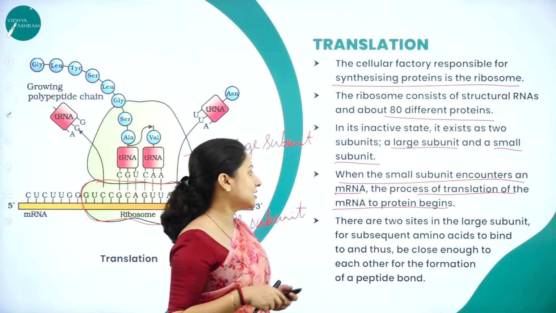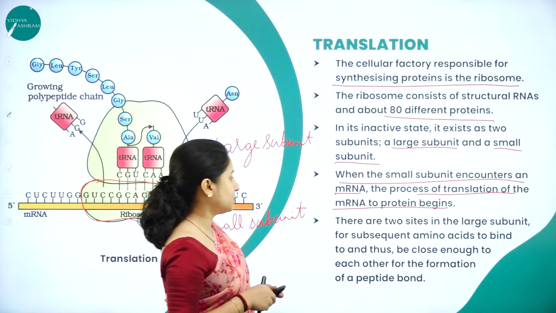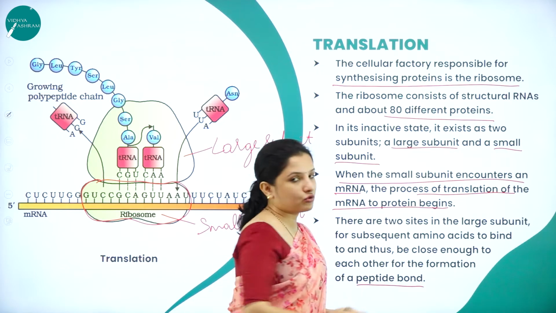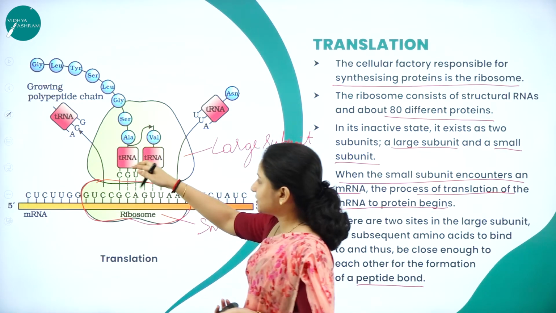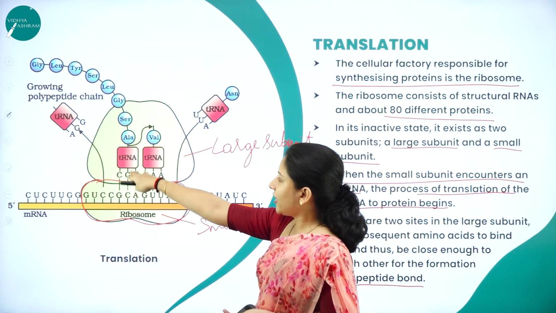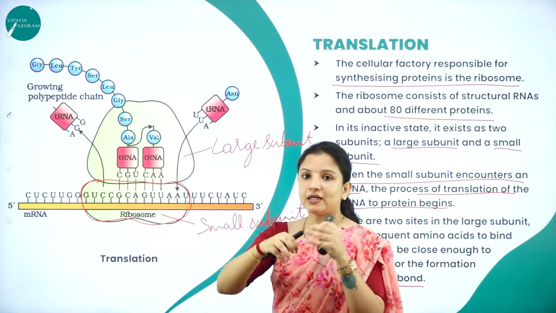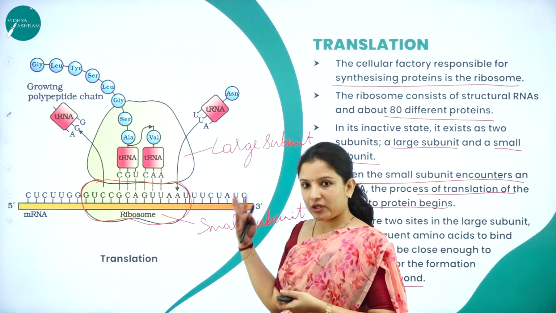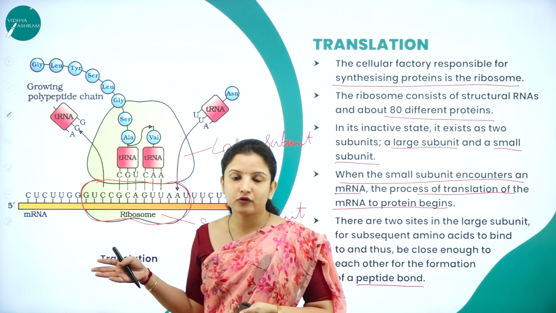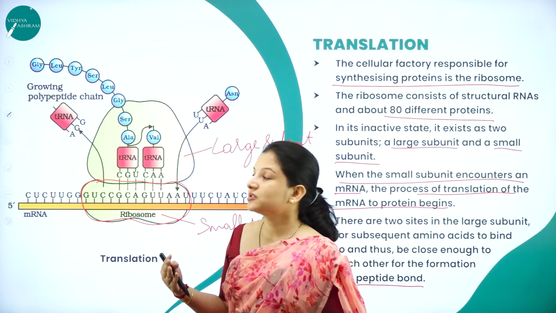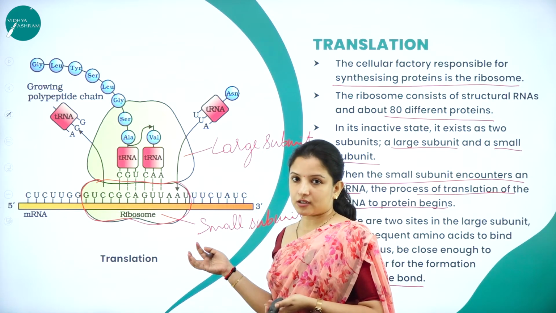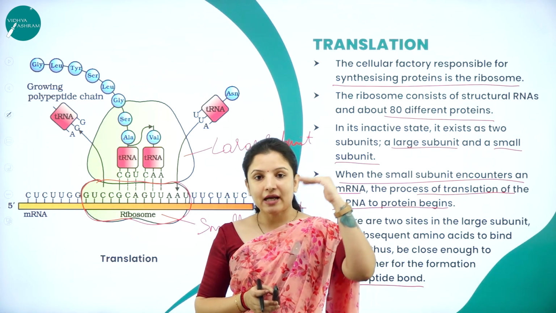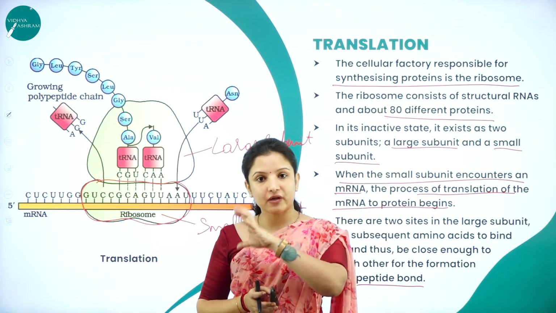And there are two sites in the larger subunit for subsequent amino acids to bind and thus be close enough to each other for the formation of a peptide bond. As I told you, the larger subunit helps in the binding of the tRNA, and not just that, it helps in the binding of each of the amino acids with the help of a polypeptide. Apart from that, ATPs are also needed for the proper production of the polypeptide. So this is how the translation mechanism occurs. Whatever codes were there on the mRNA will be read by the tRNA. That tRNA will start producing chains of amino acids.